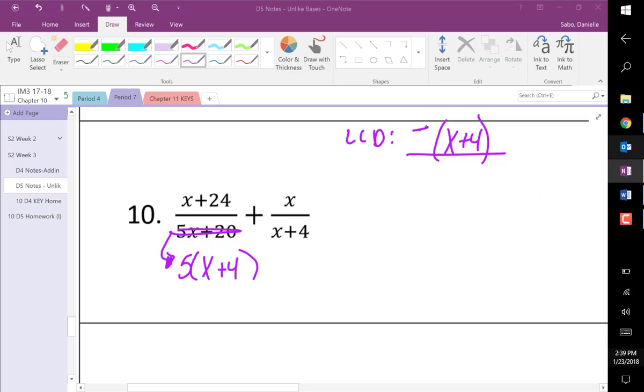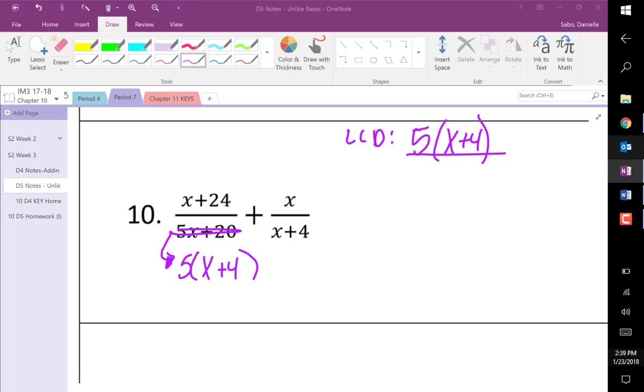Not x, a 5. You see how this one has a 5 and this one doesn't? That means that they're not common. And that's why I know I have to multiply one of the fractions by what number? 5. Good. So here's kind of, I'm trying to get you to understand this.